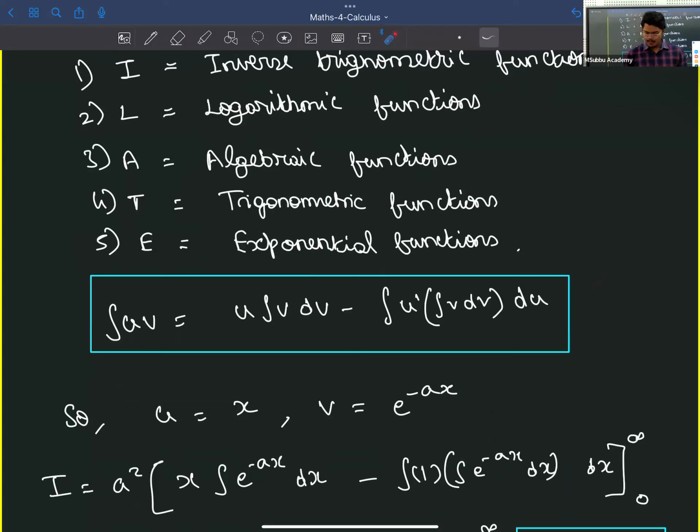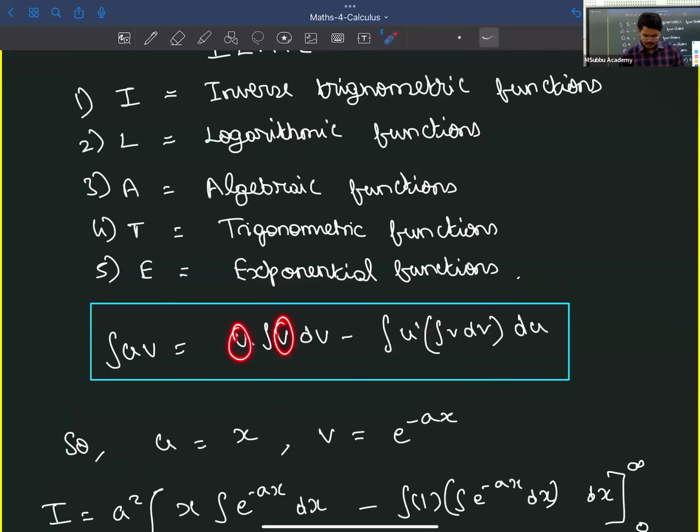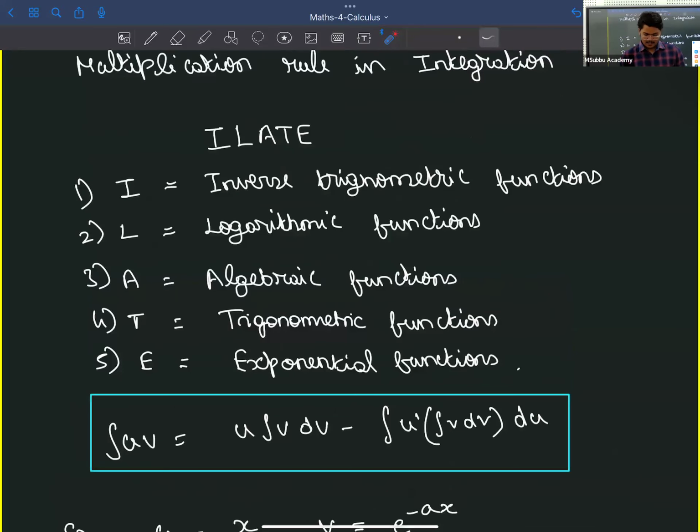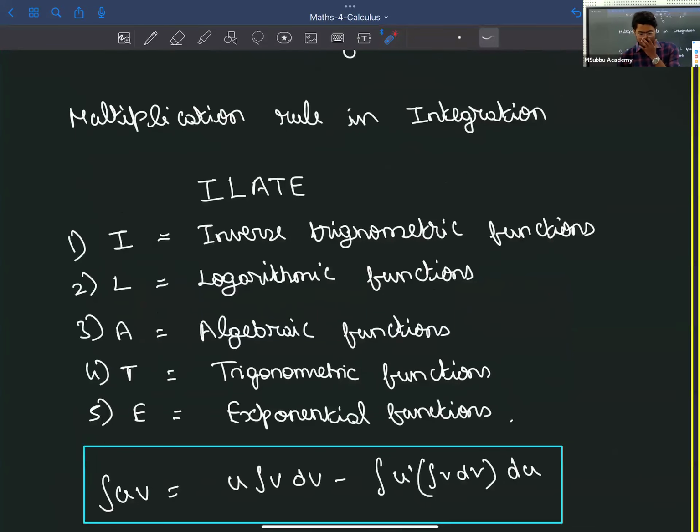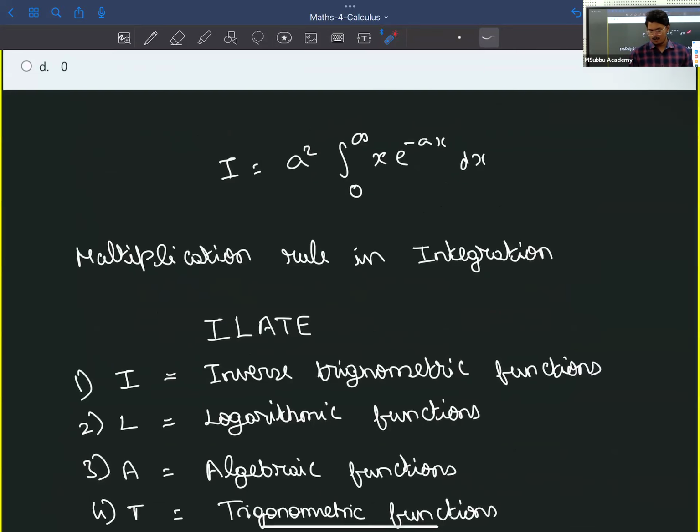Okay, so this is a formula to be remembered. Integral uv is equal to u integral v dv minus the whole integral of u dash, the differential term of u, times the integral of v dv, with respect to du. You have to solve this first, substitute that value, and solve the remaining terms. So u and v will be taken based on this rule ILATE. For example, we'll look into this problem.